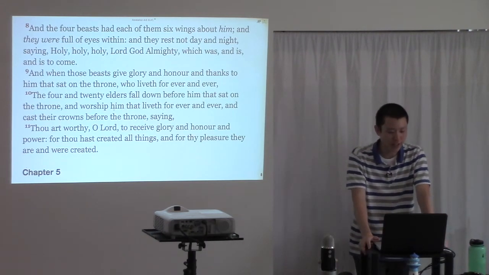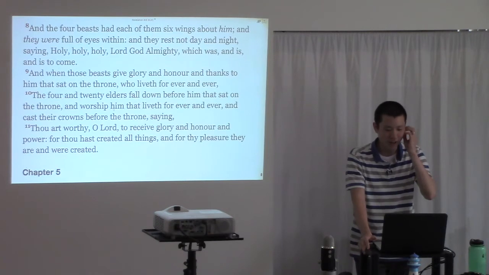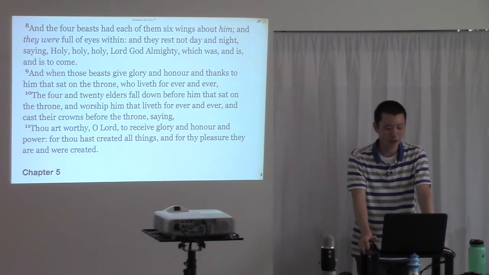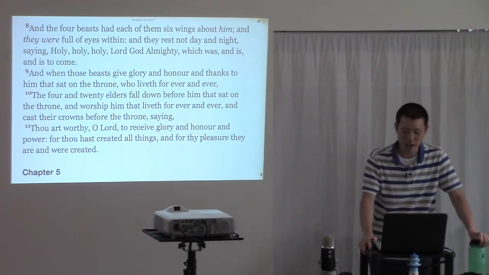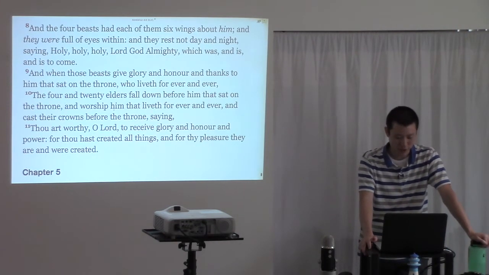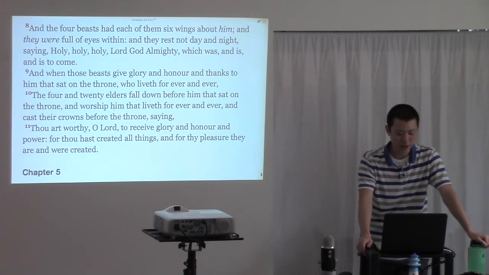In Revelation 4:8, the Bible says, "And the four beasts had each of them six wings about him, and they were full of eyes within, and they rest not day or night, saying, Holy, Holy, Holy, Lord God Almighty, which was and is to come. And when those beasts give glory and honor and thanks to him that sat on the throne who liveth forever and ever, the 24 elders fall down before him that sat on the throne and worship him that liveth forever and ever, and cast their crowns before the throne, saying, Thou art worthy, O Lord, to receive glory and honor and power, for thou hast created all things, and for thy pleasure they are and were created."